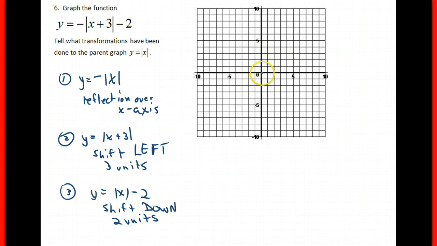And so normal absolute value of x will look like that. We're going to reflect it over the x-axis, shift left, and shift down. Left 3, down 2. And it's going to open down. That's the graph of y equals negative absolute value of x plus 3 minus 2.